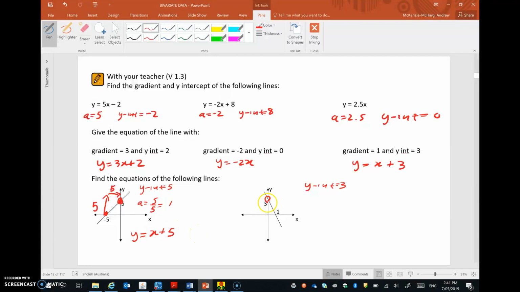Okay, back over here, rise, we're going to go down 3, so -3 and across 1. So our gradient, -3 over 1 gives -3. That means the equation for this line is y equals -3x plus 3.